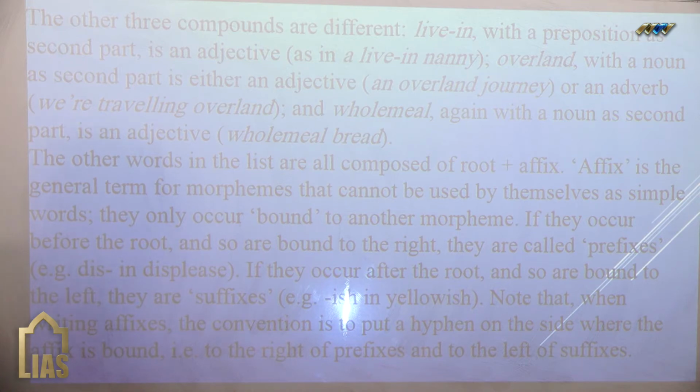Note that when writing affixes, the convention is to put a hyphen on the side where the affix is bound. But this rule doesn't exist now and can be changed. You don't need to use a hyphen anymore, i.e. to the right of prefixes and to the left of suffixes.